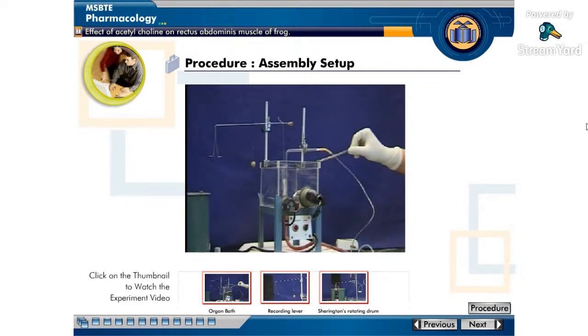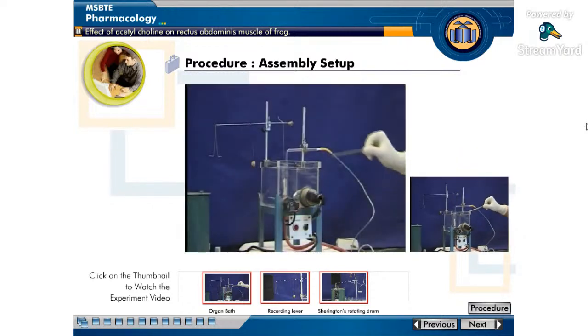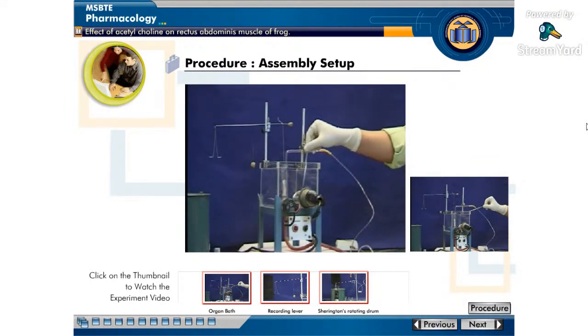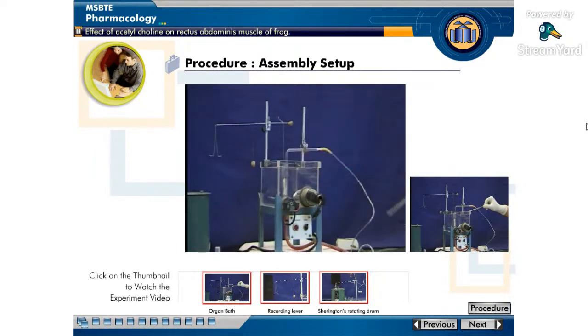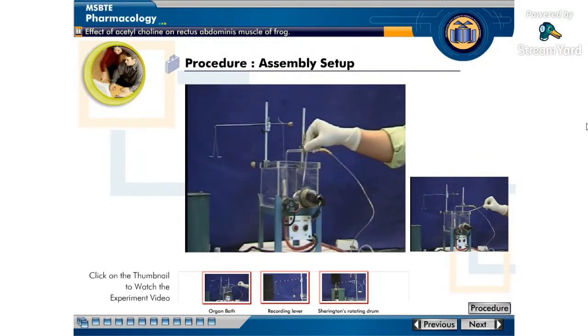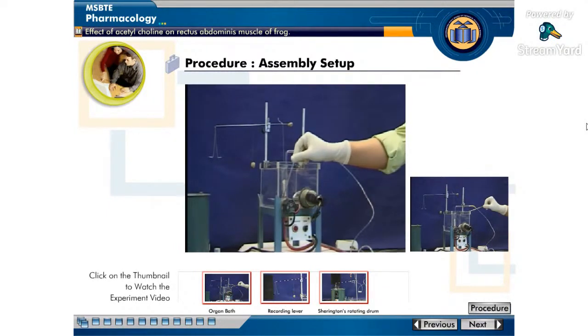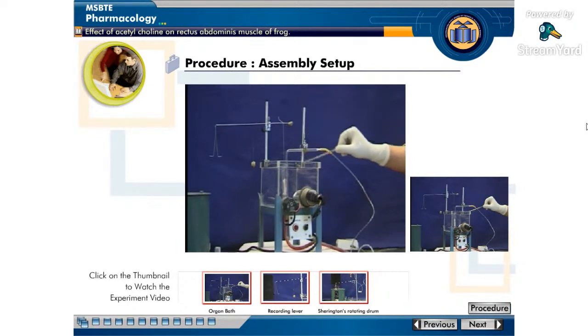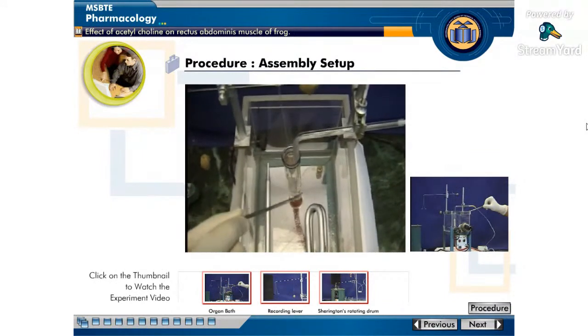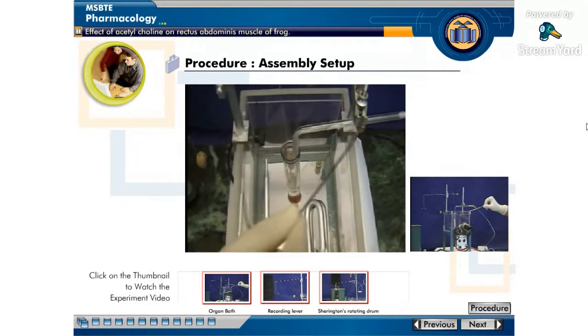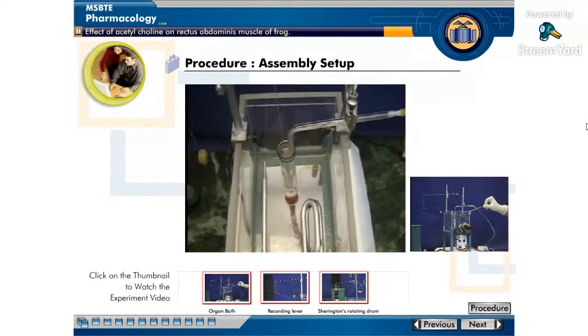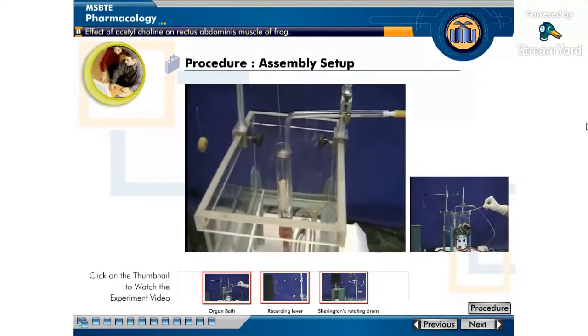Assembly setup. The assembly setup for experimentation of frog's rectus abdominis muscle preparation consists of an organ bath. The organ bath consists of an outer jacket, which is also known as water bath, made up of steel or glass. Organ bath also consists of a thermostatically controlled heating rod which maintains uniform temperature of water in the outer jacket. It also consists of a tissue bath made up of glass with a capacity from 10 to 50 ml with both sides open. Isolated muscle preparation is mounted in upright position in this tissue bath.